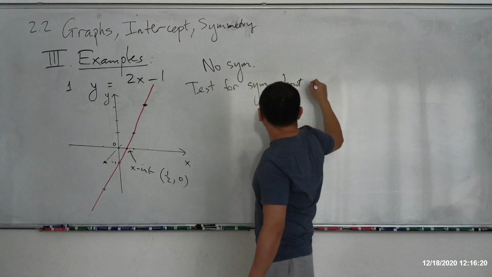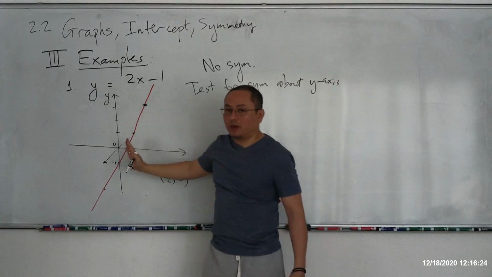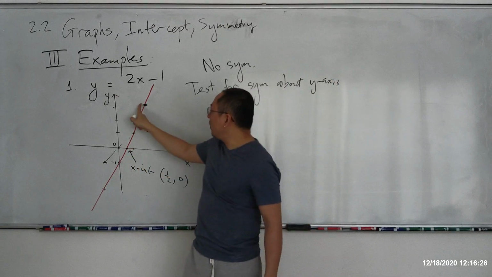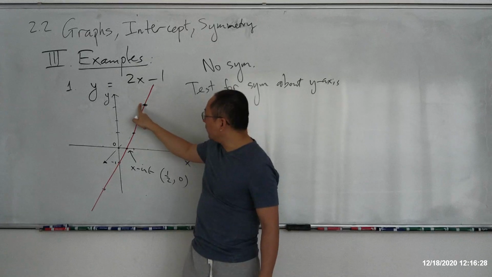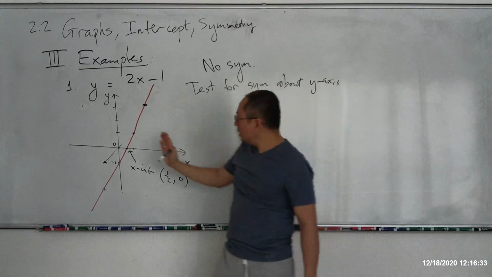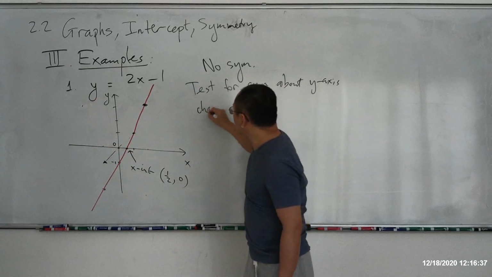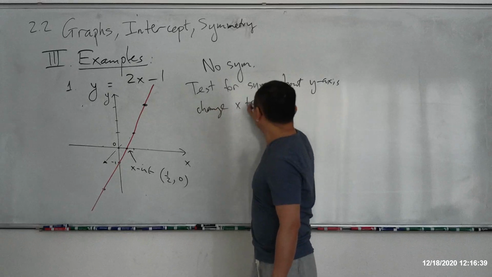about the y-axis. You change the x-coordinate of the point; you flip over the y-axis. What do you need to change? You change the x to negative x. You keep the y the same.